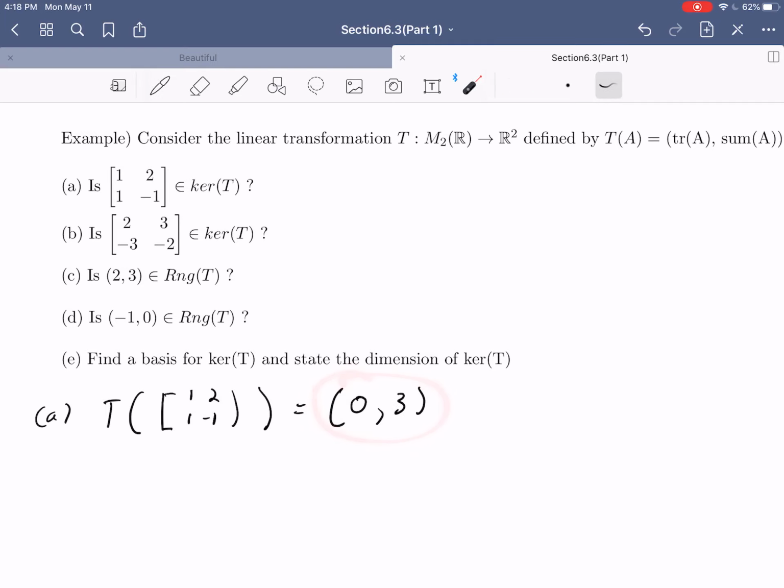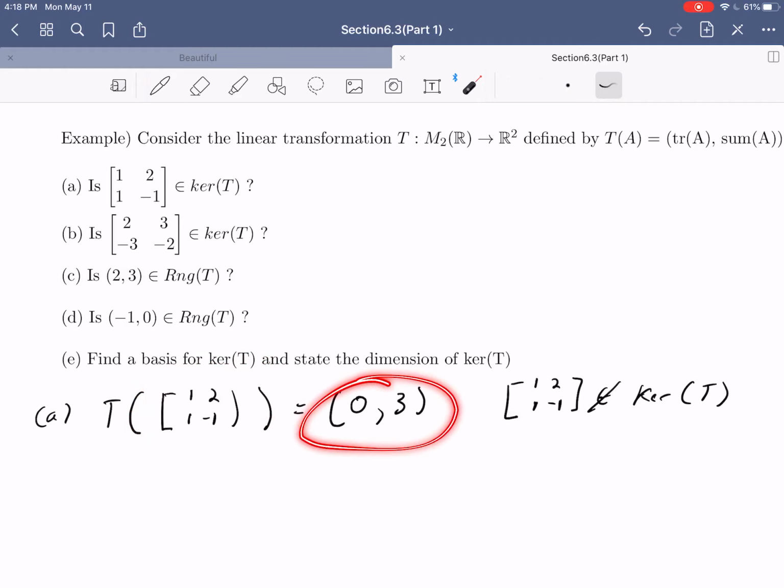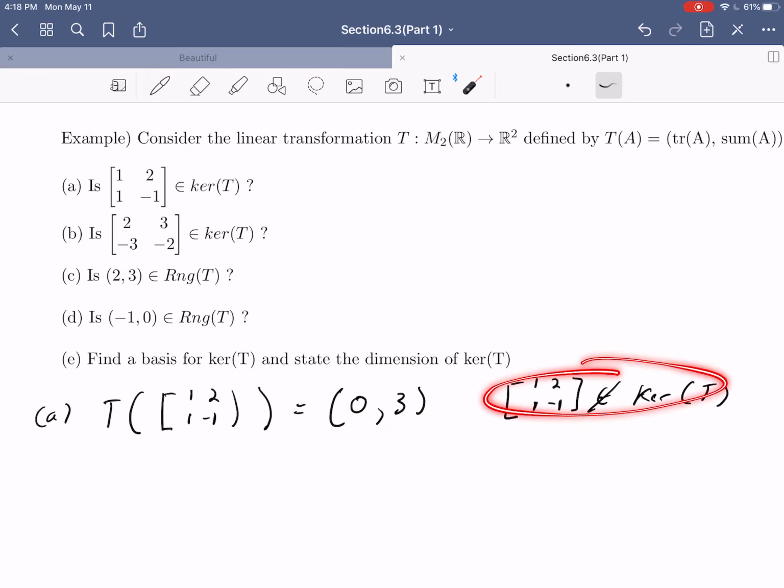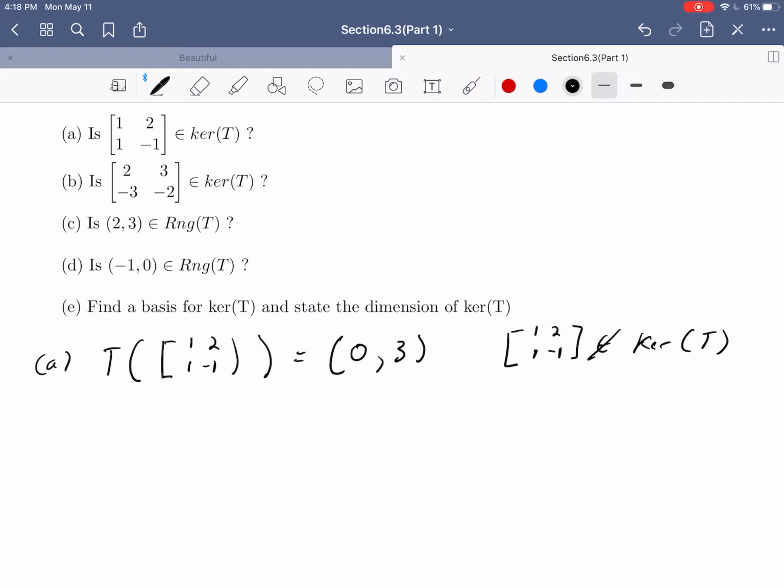Now, 0, 3 is obviously not the 0 vector in R2. So this tells us that 1, 2, 1, negative 1 is not an element of the kernel of T, because even though it gets mapped to 0 in this component, it does not get mapped to the 0 vector overall. The result of applying our transformation gives us this non-zero vector 0, 3. Notice we also learned another, not necessarily relevant, piece of information: 0, 3 is an element of the range of T, because we just saw a matrix that gets mapped to it.